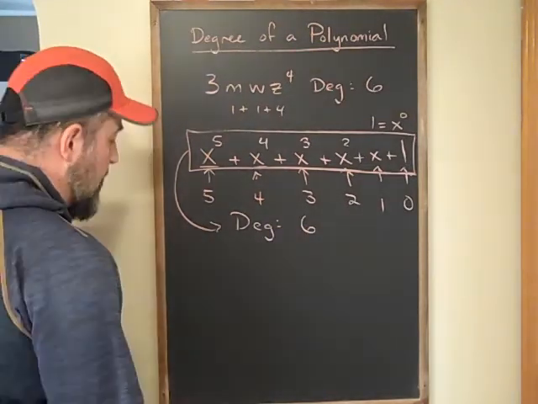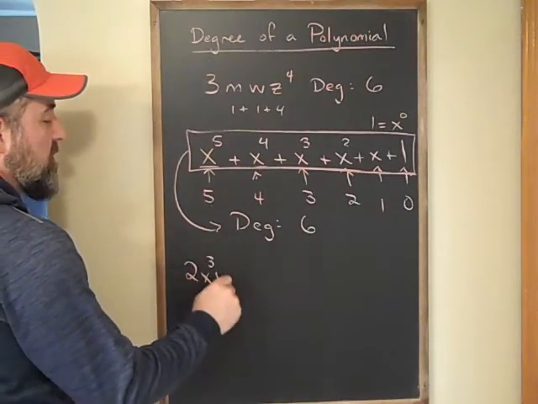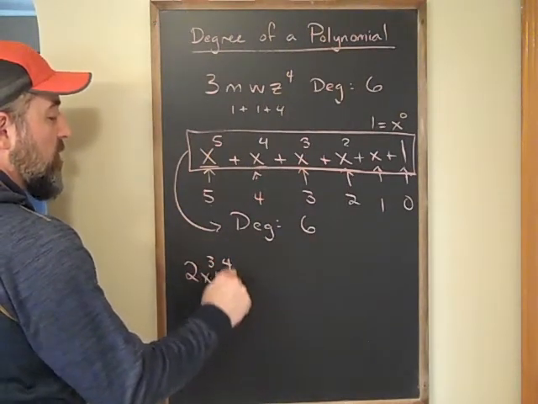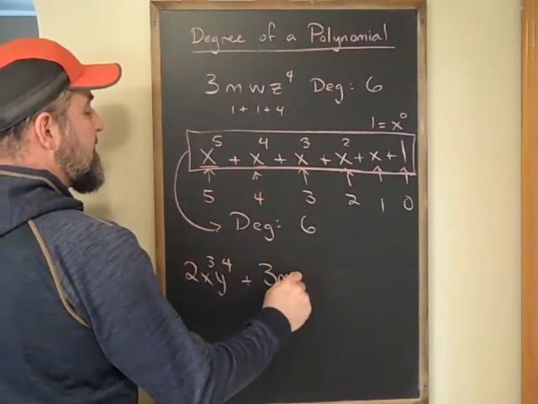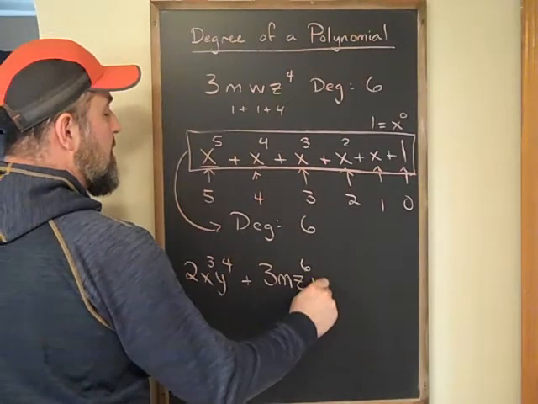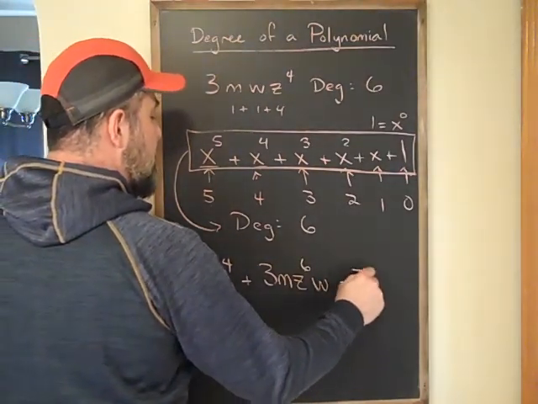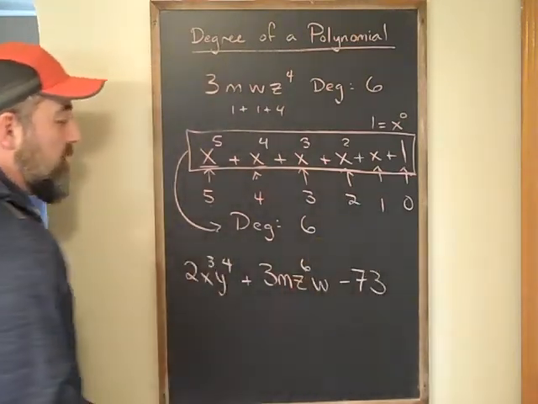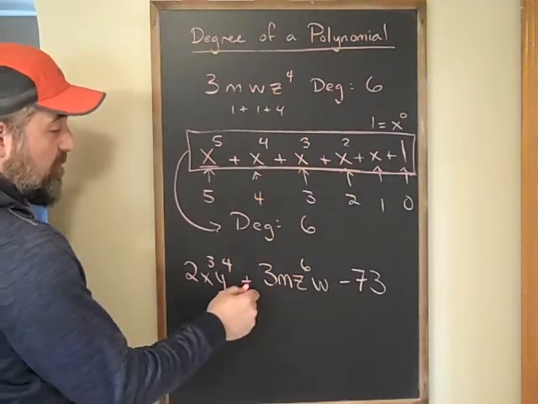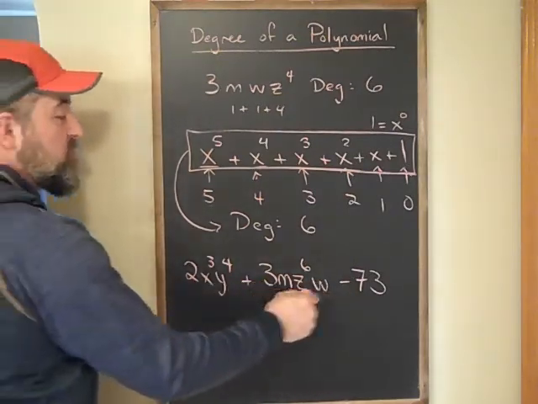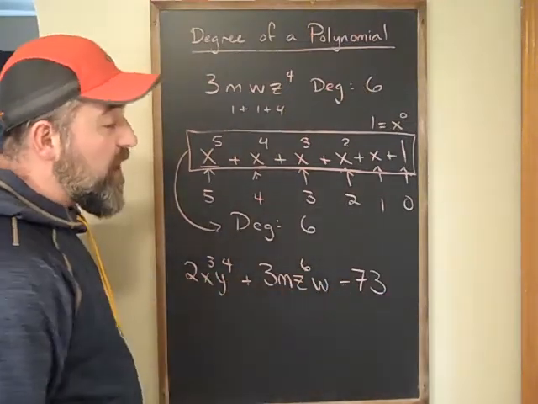So let's try another one. If we see a polynomial expression that says 2x cubed y to the fourth plus 3mz to the sixth w, and then we see minus 73. Well, how many terms does this have? That plus, that minus makes there be 1, 2, 3 terms. These are your monomials, so we would call that a trinomial.